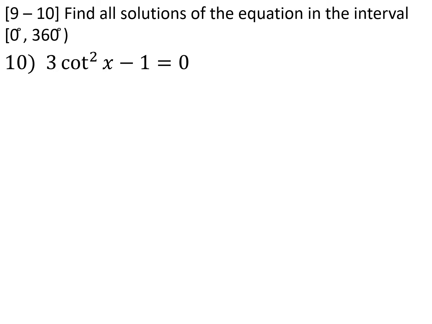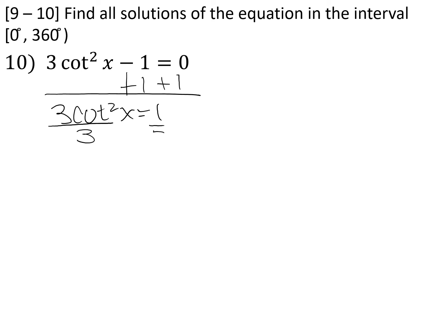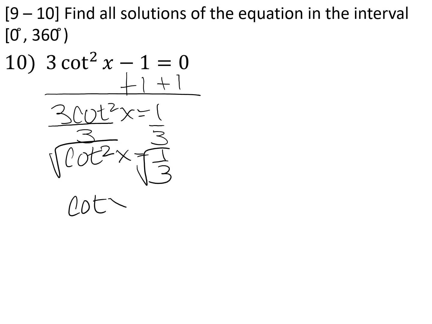Okay, so in solving this, I'm going to add 1 to both sides. Let's make sure my right pen on here. Okay, so add 1. 3 cotangent squared x is equal to 1. I'm going to divide both sides by 3. And I'm getting cotangent squared x equals 1 over 3. I'm going to square root. I get cotangent x equals plus or minus 1 over root 3.